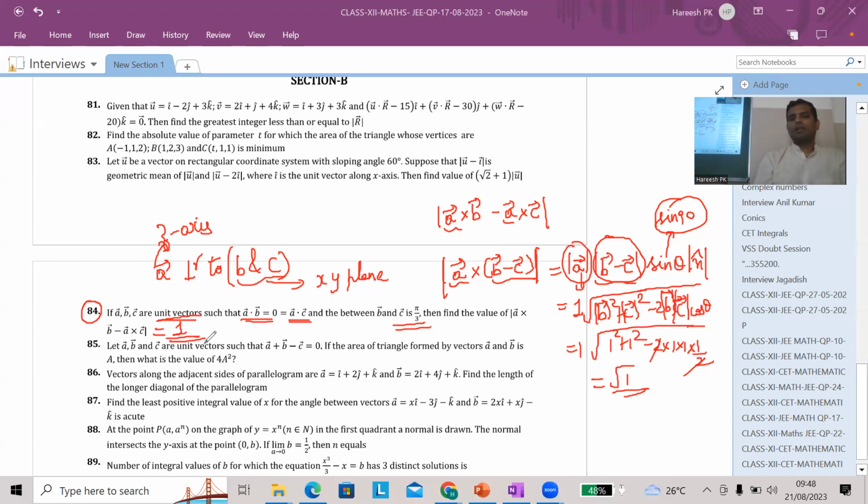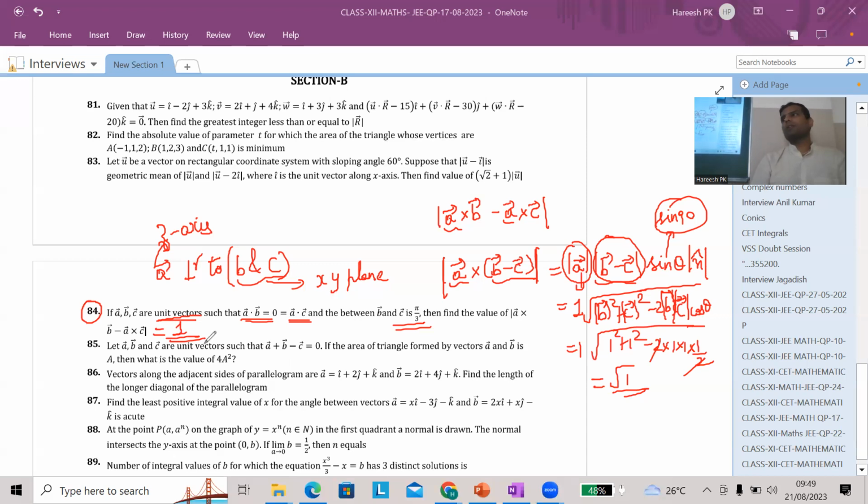Pranav, spot the mistake. He's saying A cross B is mod A, mod B sin theta. What was the mistake in his statement? A cross B is mod A, mod B sin theta into n cap. N cap is the normal vector. So for the first one n cap will be something else. For the second one n cap will be something else. Now how can you assume that they get cancelled?